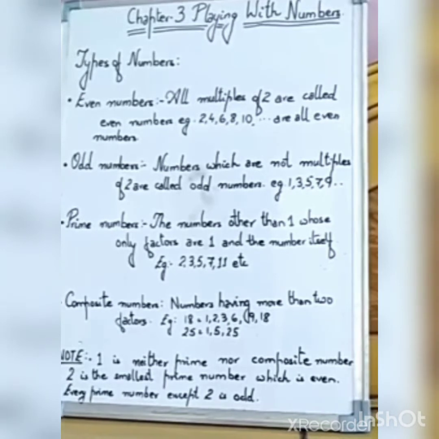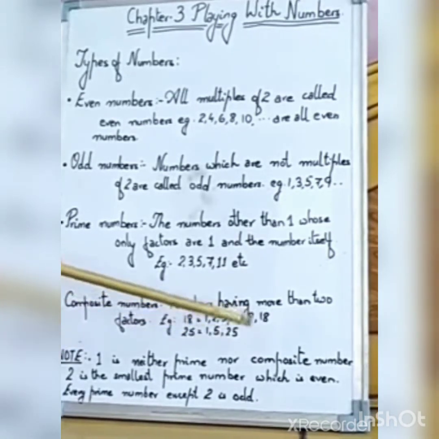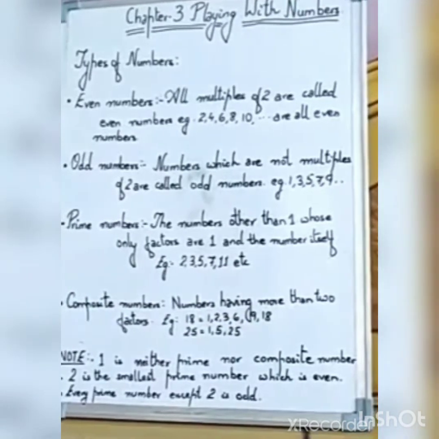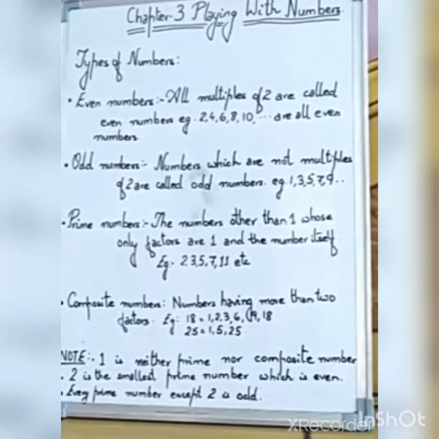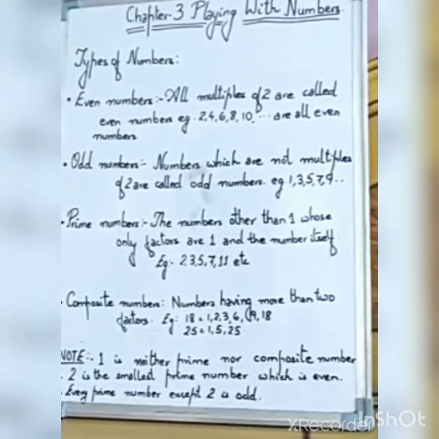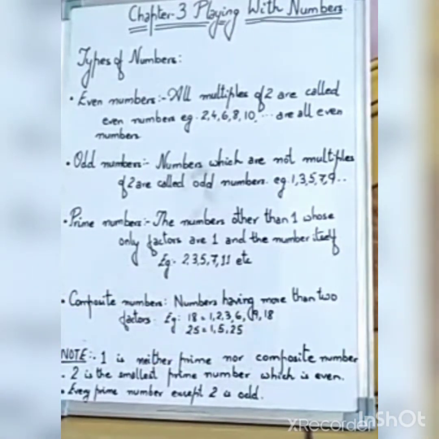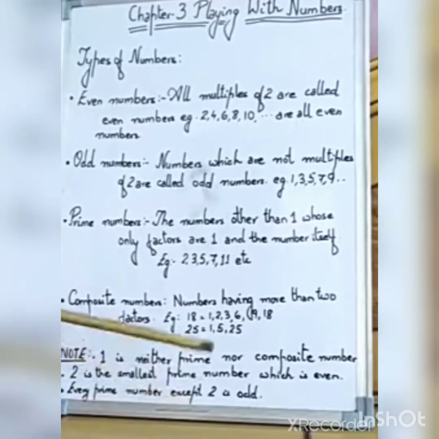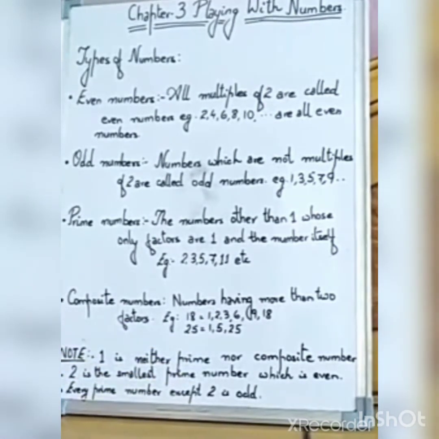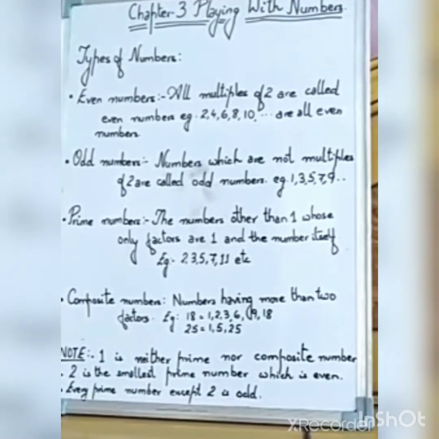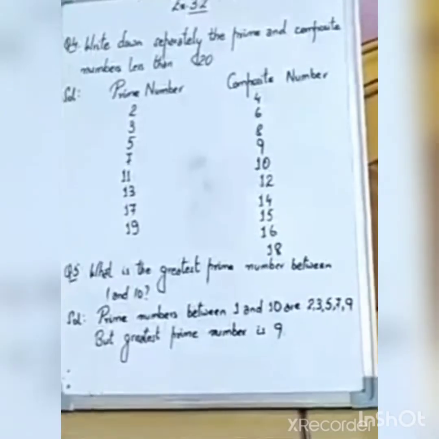Some points which we have to remember: 1 is neither prime nor composite. 1 जो होता है, that is neither a prime number, 1 prime number भी नहीं है, as well it is also not a composite number. 2 is the smallest prime number which is even. If anybody asks you which is the smallest prime number, we will say 2. Next point is every prime number except 2 is odd. All prime numbers are odd except 2. 2 is the only even prime number, otherwise rest all prime numbers are odd.